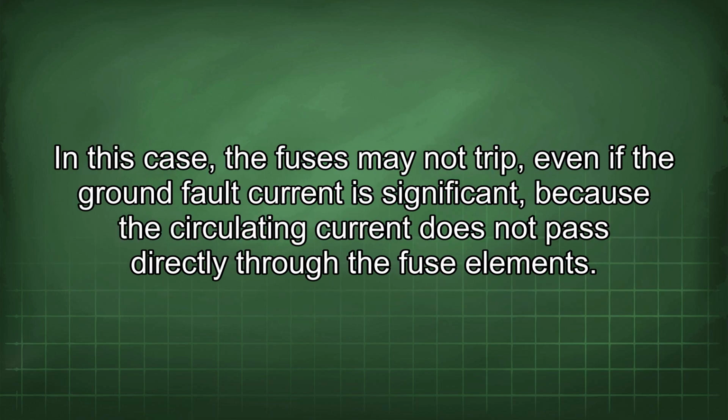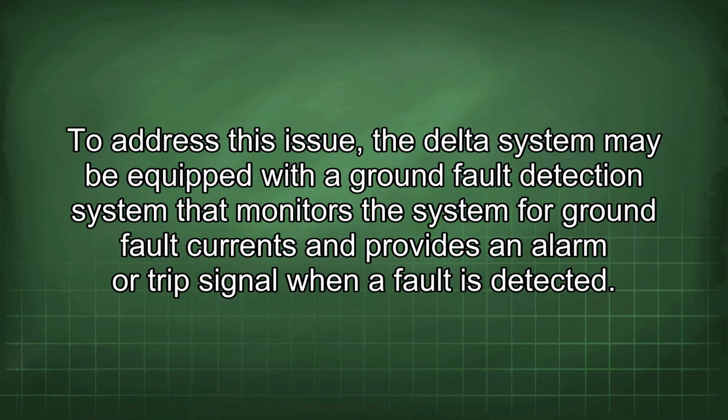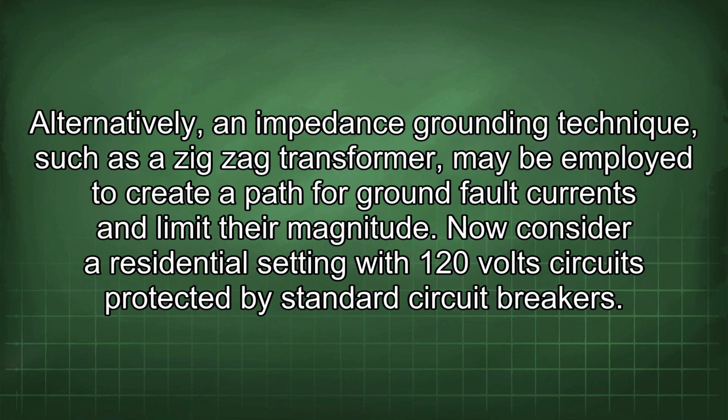As a result, the ground fault current may circulate through the system, potentially causing voltage imbalances and equipment malfunction. In this case, the fuses may not trip, even if the ground fault current is significant, because the circulating current does not pass directly through the fuse elements. To address this issue, the delta system may be equipped with a ground fault detection system that monitors the system for ground fault currents and provides an alarm or trip signal when a fault is detected. Alternatively, an impedance grounding technique, such as a zigzag transformer, may be employed to create a path for ground fault currents and limit their magnitude.